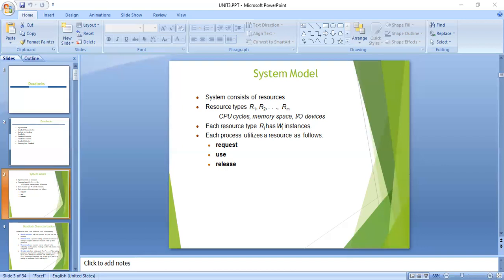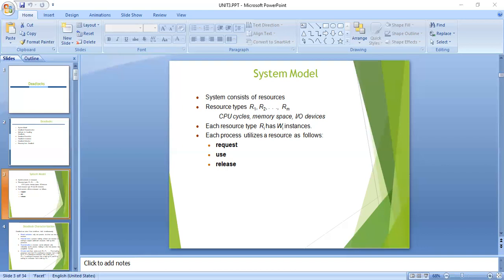Next, coming to the resource allocation graph. As the name itself indicates, what is the meaning of resource? We have discussed in the previous class that if a program wants to execute, it will make use of resources. The resources are, as I discussed earlier, CPU, memory or input output devices. How the resources will be allocated to the process is what the resource allocation graph shows.